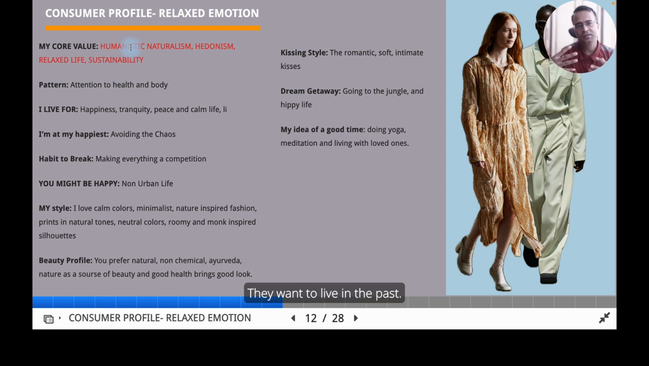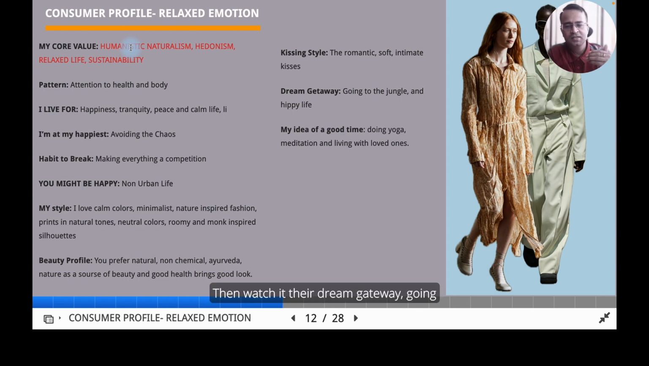They want to live in the past. They want the feeling of 5, 10, or maybe 20 years back, when they were very young or when they were kids. They want to return to their past experiences, which were a very slow life. They used to enjoy things with their family and in solitude. They did not have digital clutter. So their kissing style is all about romantic, soft, intimate kisses.